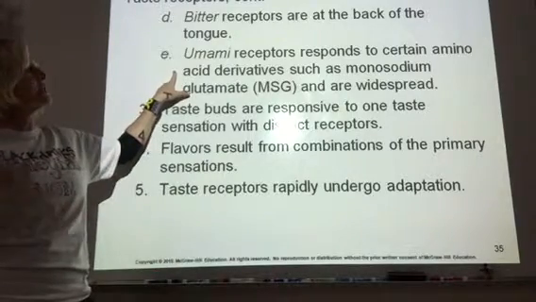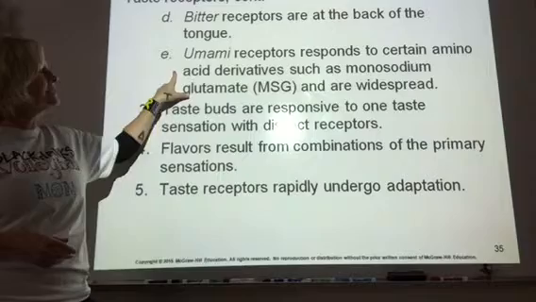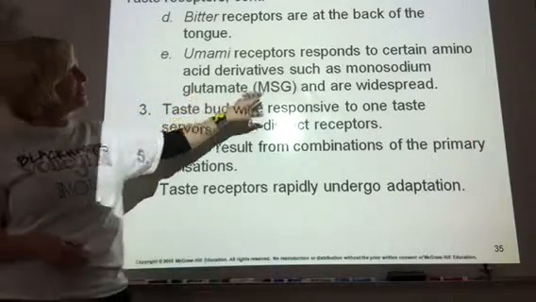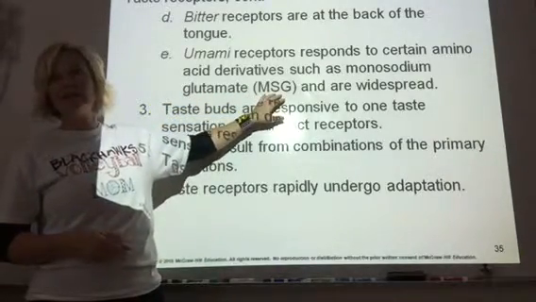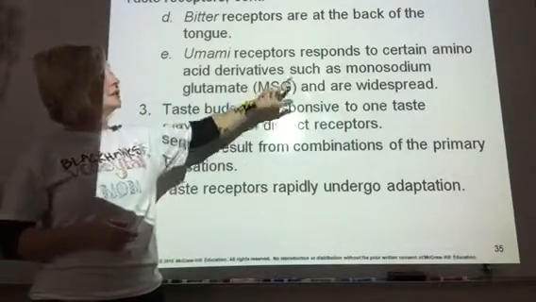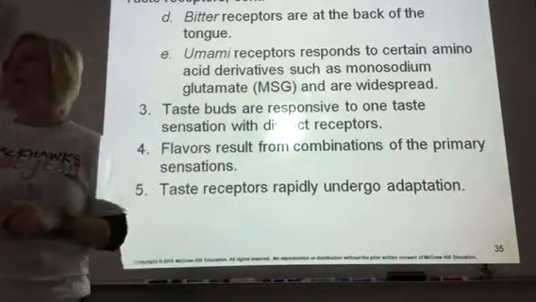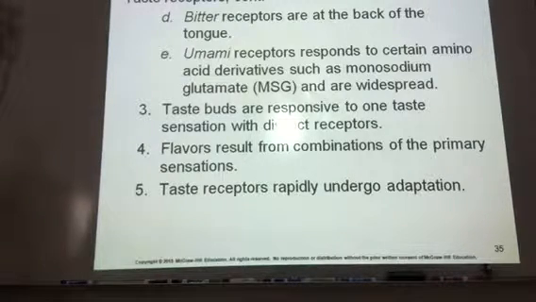Umami receptors deal more with amino acids. Monosodium glutamate, MSG, if you've seen that or heard about that, it's a salty sodium. It's a salty additive. I think of soy sauce kind of a little bit. And they are a little bit more widespread, kind of like your salt receptors. Taste buds are responsive to one specific taste sensation, and like I said, they have distinct receptors that pick up specific chemicals.